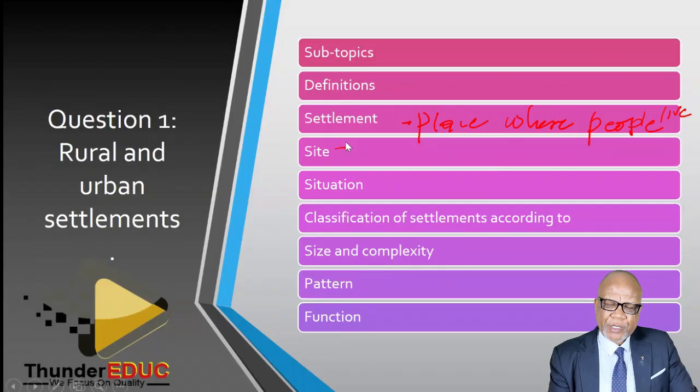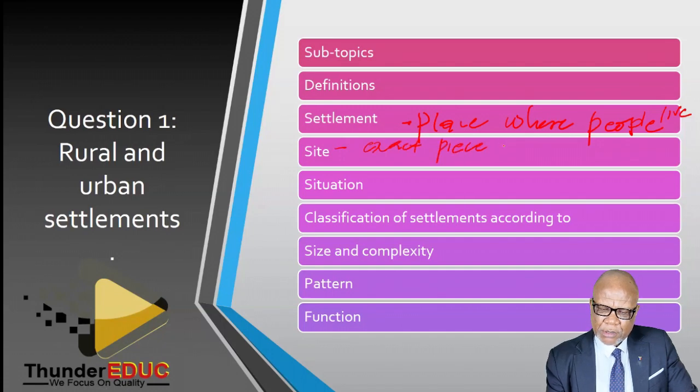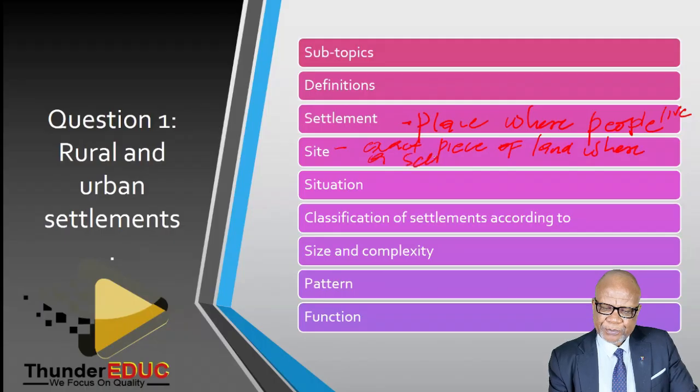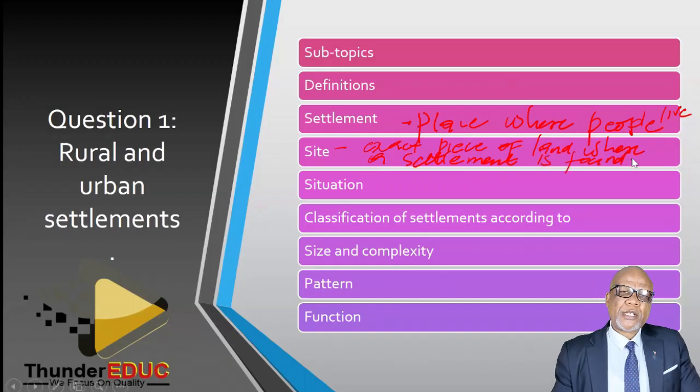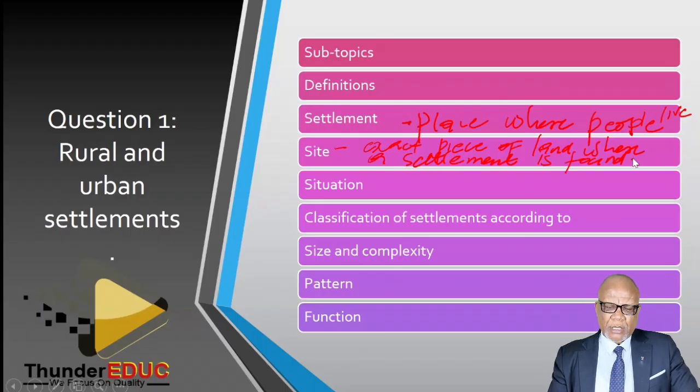And a site is an exact piece of land occupied by a settlement, an exact piece of land where a settlement is found. So that is a definition for a site, an exact piece of land occupied by a settlement, or you can simply say an exact piece of land where a settlement is located or is found.